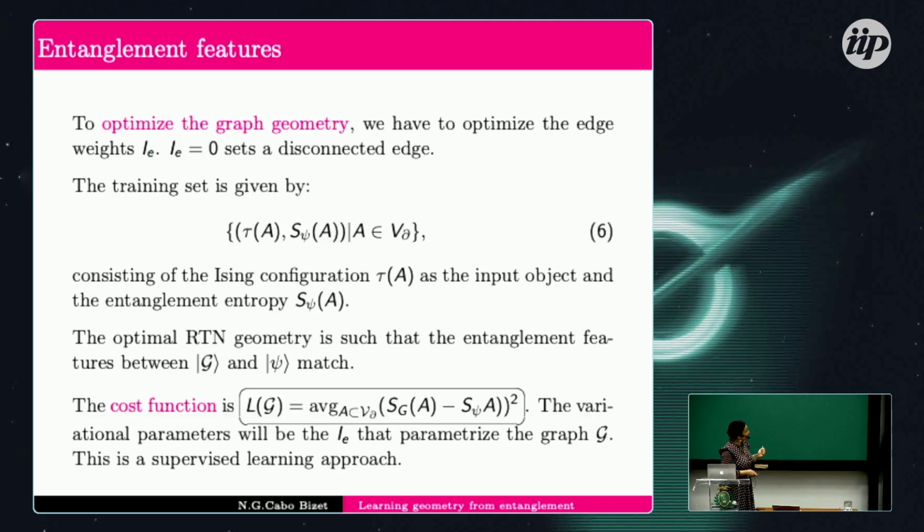Okay, let me go again. So what we are doing is to optimize the graph geometry, and the training set is this equation, 6 here. These are sets of spins that have one or the opposite orientation, and these are the sets of entanglement entropies. So this would be the input we are giving. Yes?